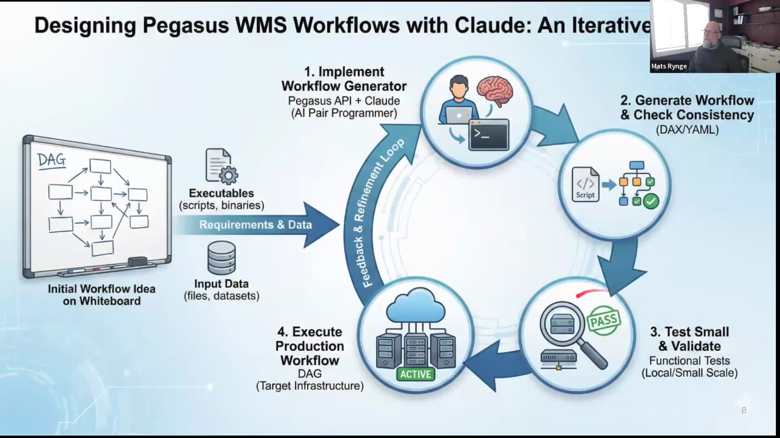A more tricky part is down here where we're testing at small scale. This is important even if you don't use an AI tool, but being able to validate your workflow and make sure that it works, not just in the sense of running tools one by one, but actually validate the science, right? And that's what sometimes is difficult to do at a small scale. But it's important because it enables this refinement loop.